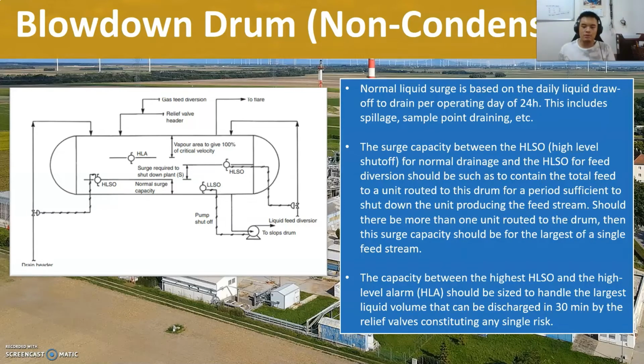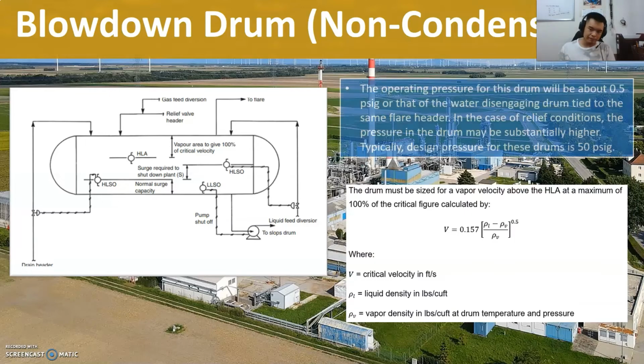The capacity between the highest HLSO and the highest level alarm, or HLA, should be sized to handle the largest liquid volume that can be discharged in 30 minutes by the relief valves constituting a single risk. The operating pressure for this drum will be about 0.5 pounds per square inch gauge, or that of the water disengaging drum tied to the same flare header.